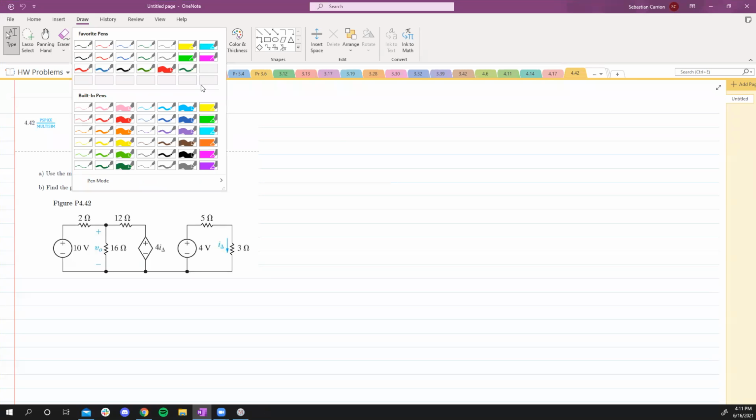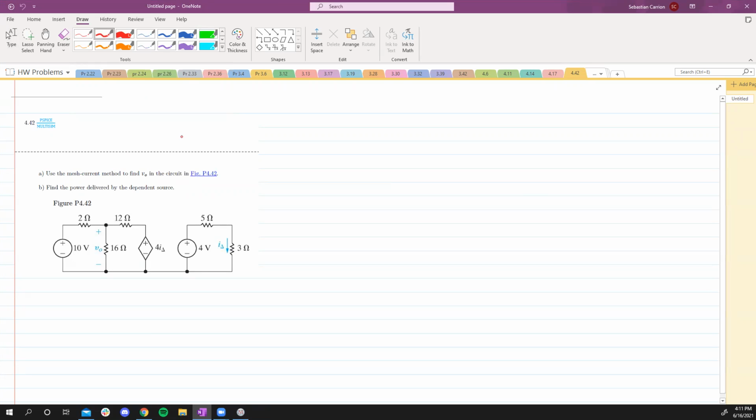All right, so let me go ahead and label our nodes. I'm going to call this bottom node our ground node. This would result in 10 volts. We call this our V naught, V1, 4 volts, and we're going to call this V2.